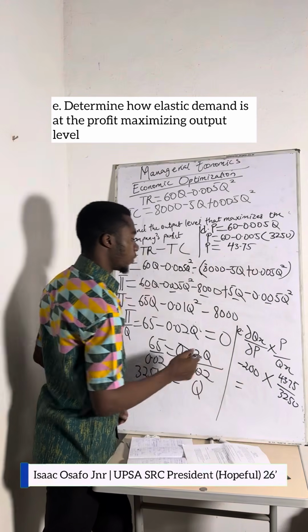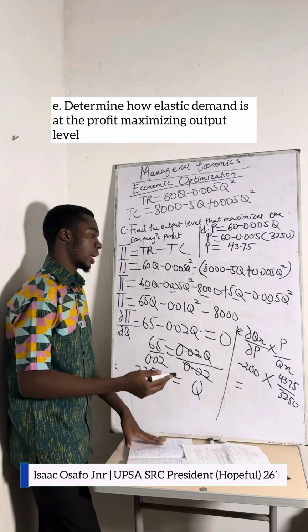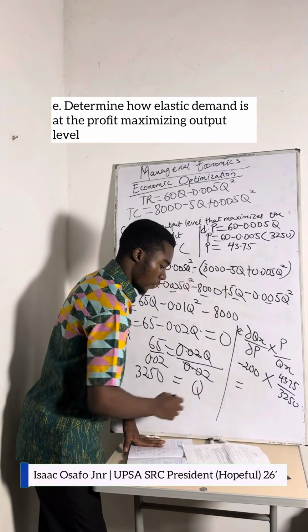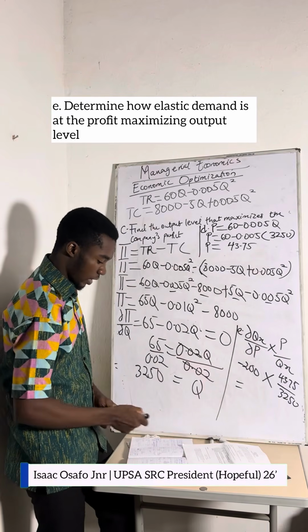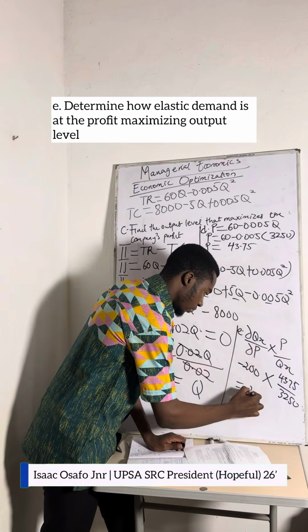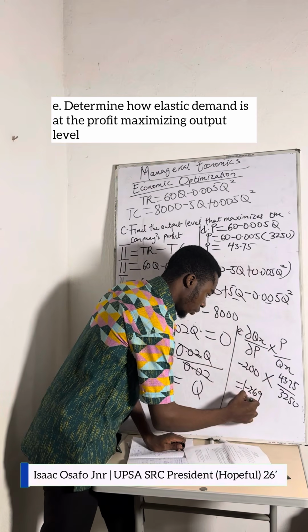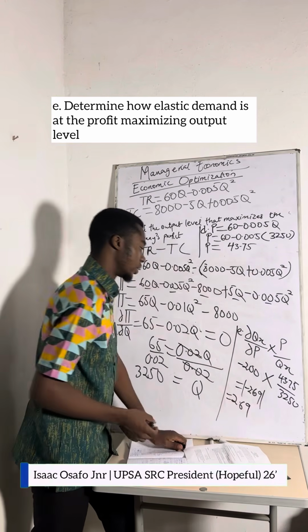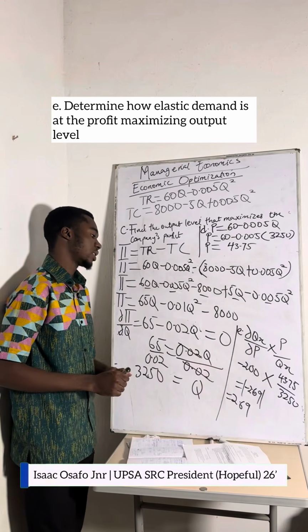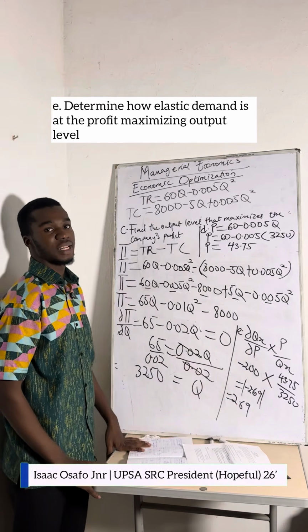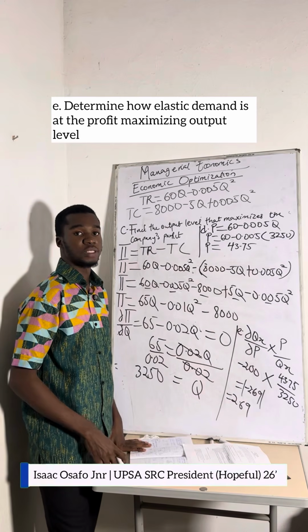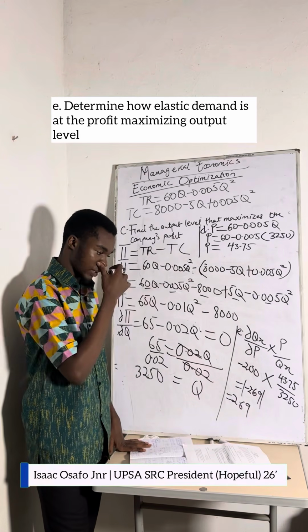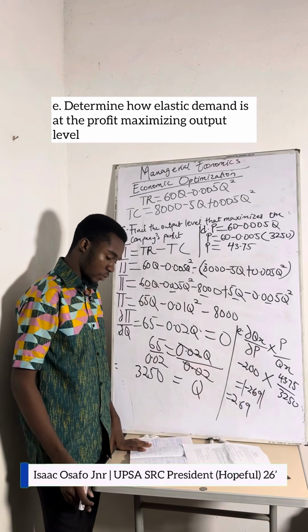So now we can solve for it. Negative 200 times 43.75 over 3,250 should give us negative 2.69. But we only take the absolute value, which is 2.69, the positive value. And since 2.69 is greater than 1, we say that it is elastic. So if it's greater than 1, we just say it's elastic. All right, so we are done with E.